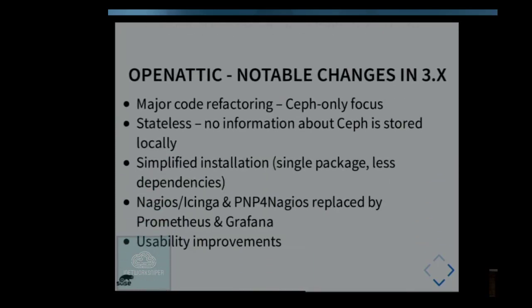Notable changes in 3.x, I guess that was a big step forward. We refactored the whole code base. As I mentioned before, with 2.x, it still was possible to also manage local storage. That means openATTIC was initially built to be a local storage UI to set up LVM, NFS shares, iSCSI, all the kind of things. And we removed all of this code within the 3.x release and the new branches, and we refactored, so it now supports Ceph only. There's no traditional support anymore.